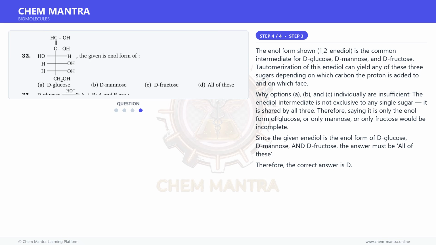and on which face. Why are options A, B, and C individually insufficient? The enediol intermediate is not exclusive to any single sugar, it is shared by all three. Therefore, saying it is only the enol form of glucose, or only mannose, or only fructose would be incomplete. Since the given enediol is the enol form of D-glucose, D-mannose, and D-fructose, the answer must be all of these.